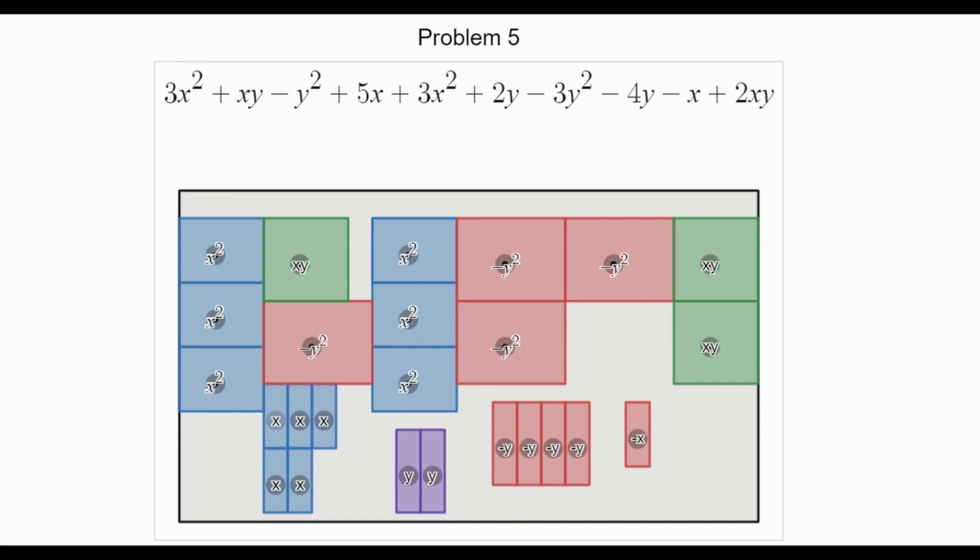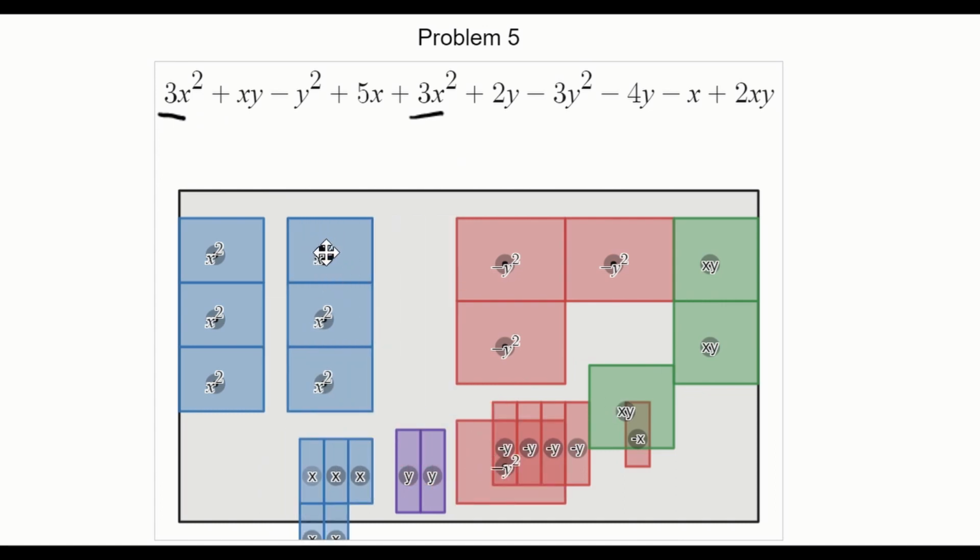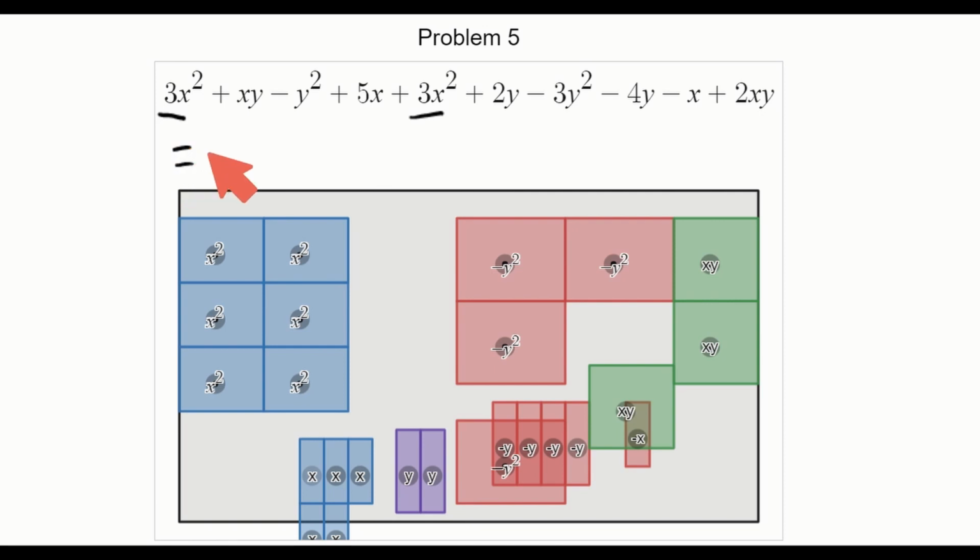Problem 5. Let's go and combine like terms. Let's go and start with our x squares. We have 3x squared and another 3x squared. So counting these up, let's move these to the side. What's 3x squared plus 3x squared? Notice that these are the same sign, so nothing cancels out. So just counting them up, we have a total of 6x squared.